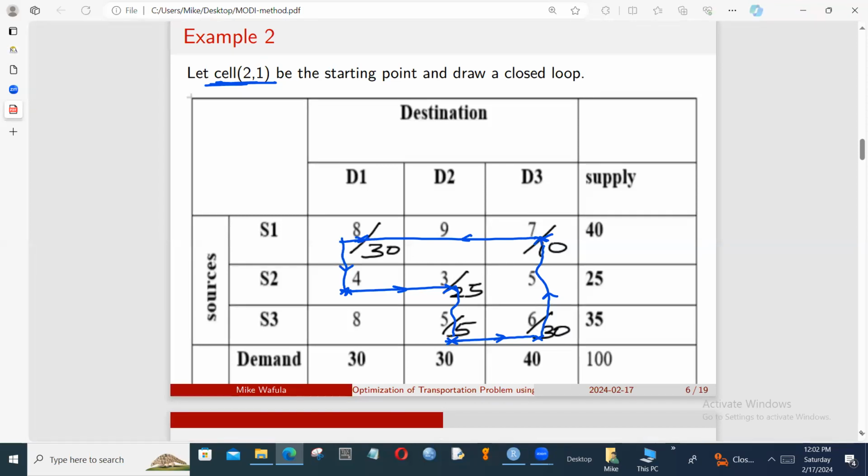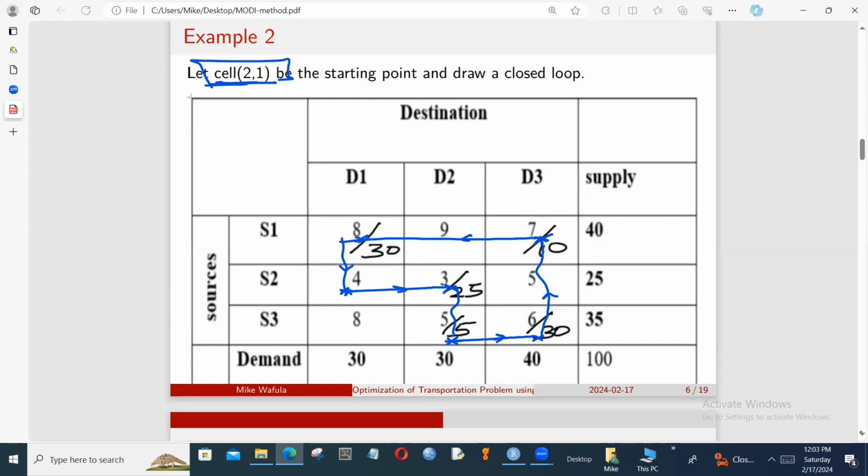And I'll be able to have made a complete loop by making movements that are only horizontal or vertical, starting from a cell with no units allocated to it. And that's the cell that we've been instructed to draw the closed loop from.